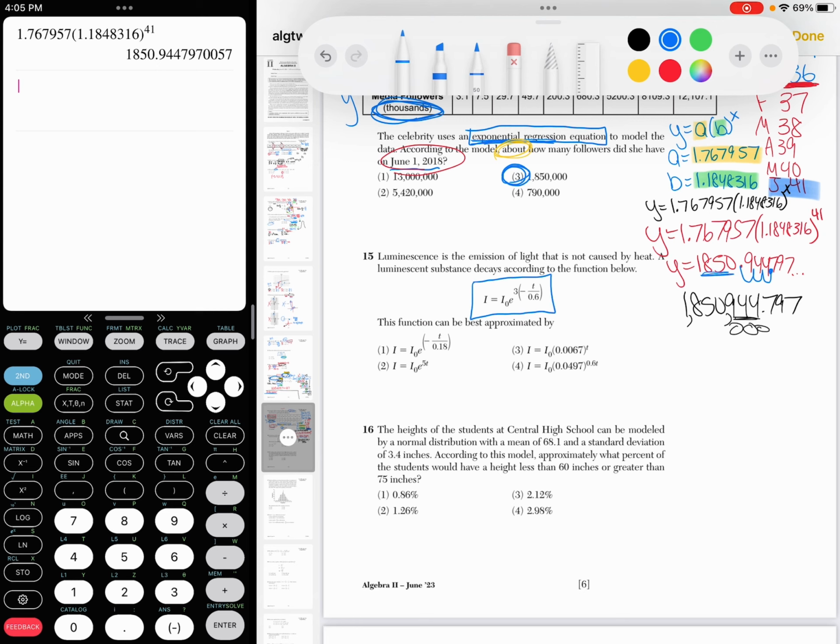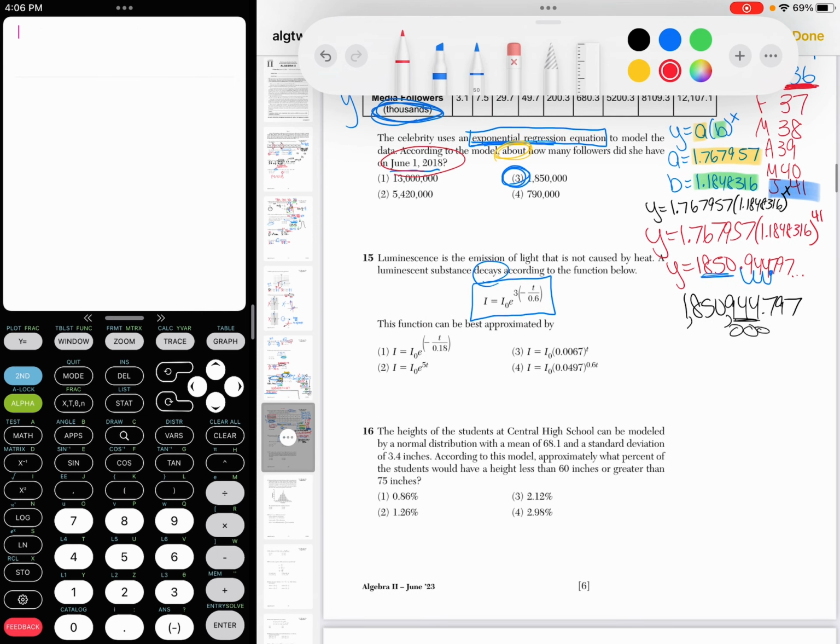This function, and that it gave you the word decays. That's all we've really talked about in class. Now it says this function can be best approximated by. If you look at the answers, they're all written in a different format, but they have very similar ideas. Like these two both have that I0 with the E that this one also has. These ones don't have the E anymore, and some of the exponents are different. We're basically finding which of the choices is going to be equivalent to that original expression, because it's asking which choice can be best approximated by.